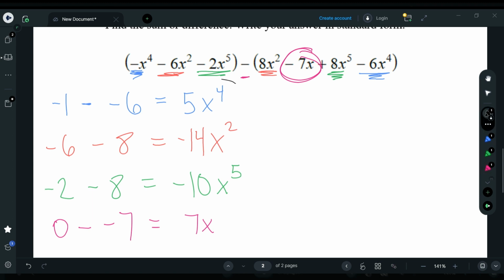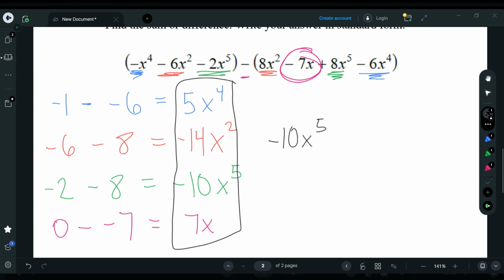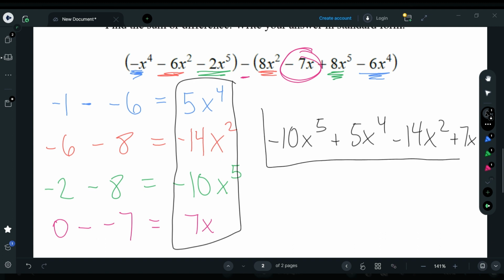Our answer consists of these 4 terms, and we need to put them in standard form. So what's this going to look like? Our biggest exponent is a 5. That goes first. Negative 10x to the power 5. Then we have negative x to the power 4 plus 5x to the power 4. Then we have minus 14x squared, and then we have plus 7x. This is our final answer.